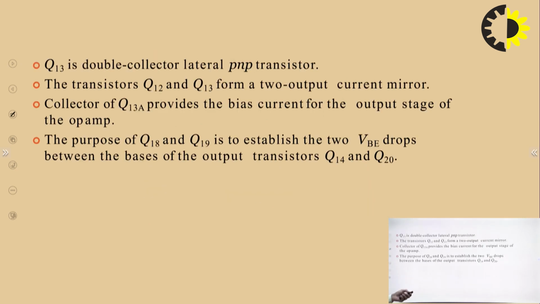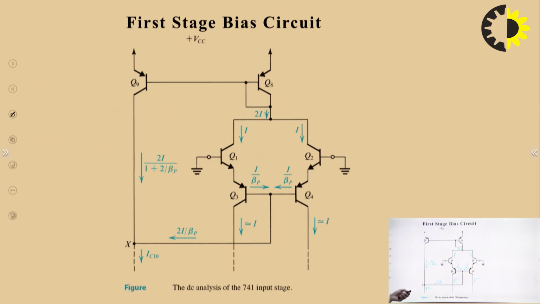Now let us move towards Q8 and Q9. This is again forming the current mirror circuit. In this analysis, we are going to find out the DC current through each and every transistor. Let us consider that the current flowing in this terminal is 2I, or you can consider that this current is I, then this current will also be equal to I. These two are symmetrical and similar transistors and same branches. So I plus I, this current will be 2I.